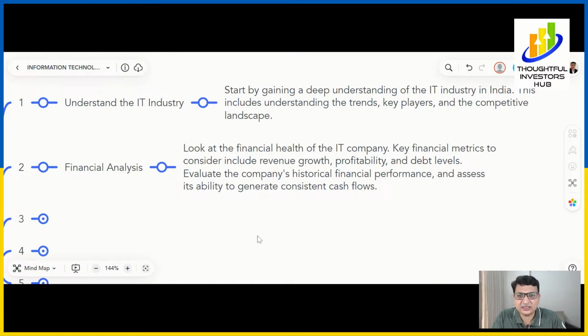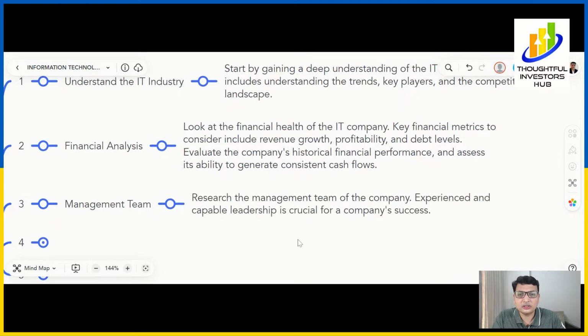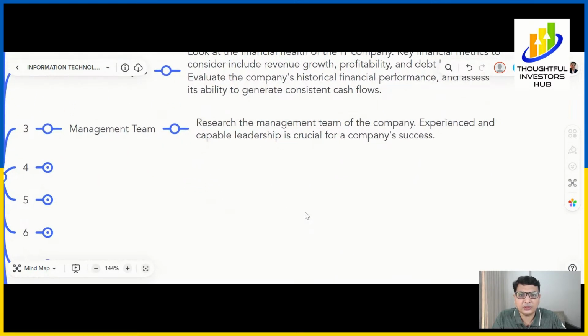So, financial analysis. Look at the financial health of a company, IT company, key financial metrics and everything. So how to understand the metrics about revenue growth, profitability, debt level, evaluate the historical financial performance, assess the ability to generate cash flow. That will also tell you how to analyze IT companies. That is financial analysis. Then comes the management team. So research about the management team of a company, experience and capable leadership is crucial for a company's success.